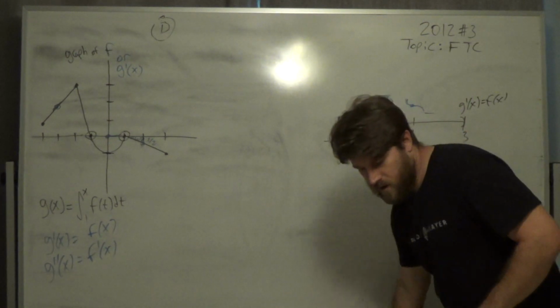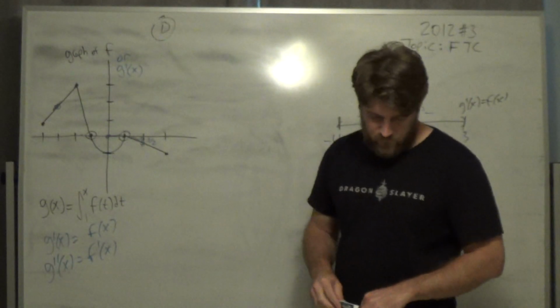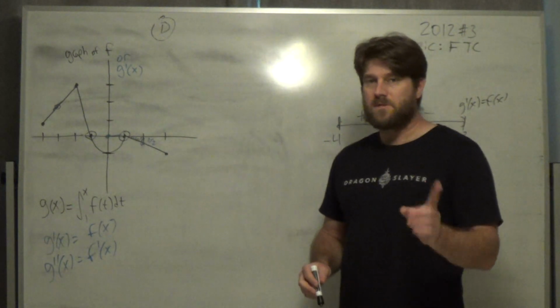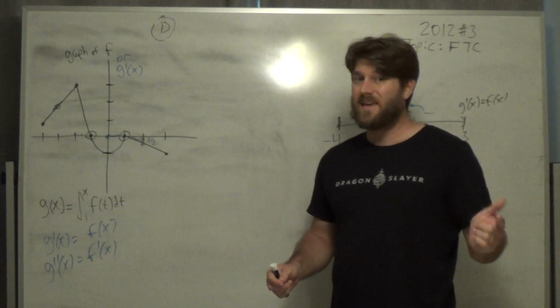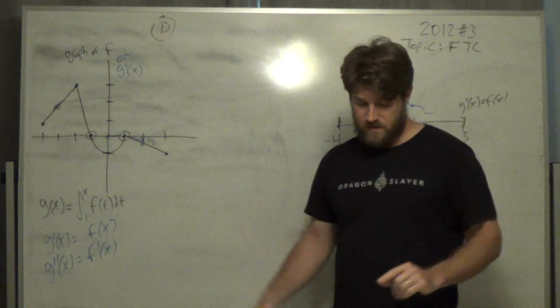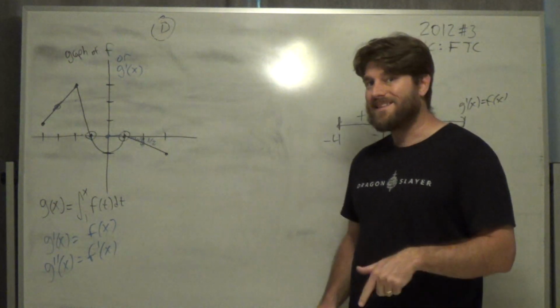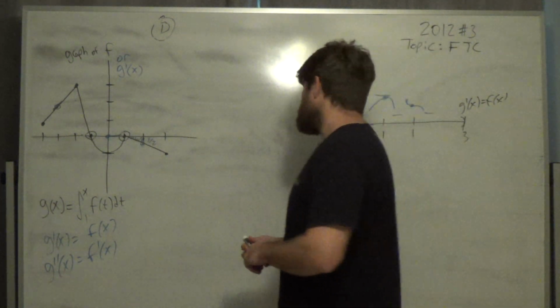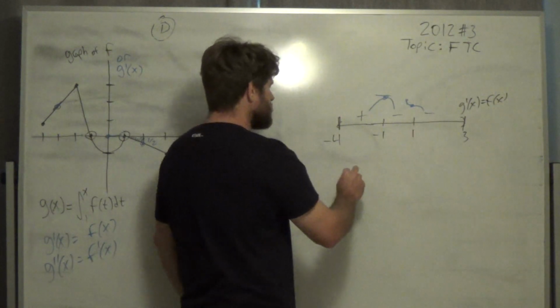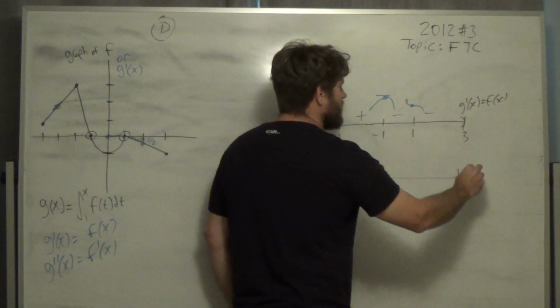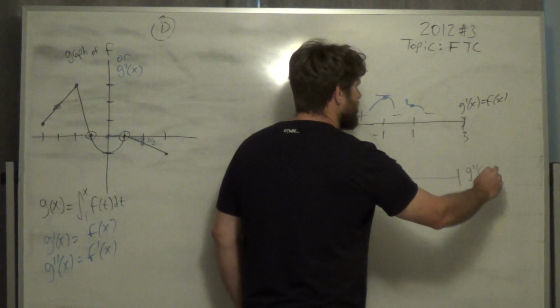Okay, part D says find all values for which g has a point of inflection. Just like relative maxes and mins, points of inflection can't be endpoints. Now, if you want to know where something has a point of inflection, you would want a sign chart, not of the first derivative, but of the second derivative.